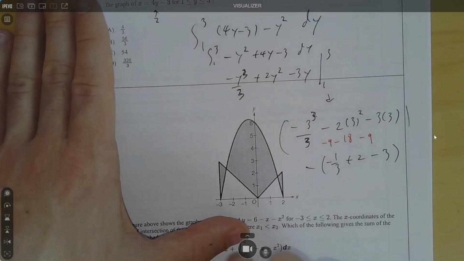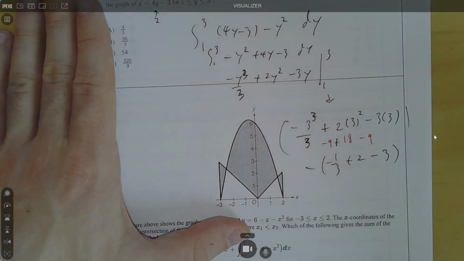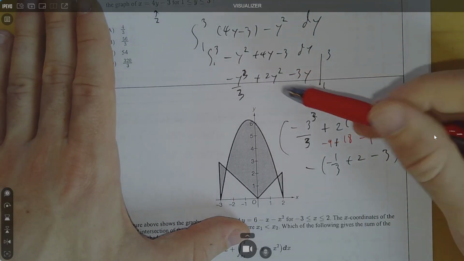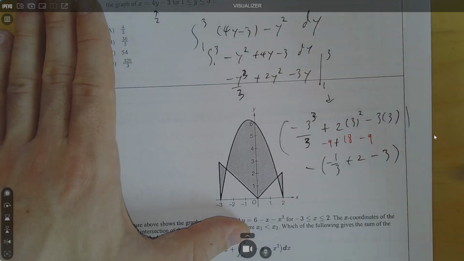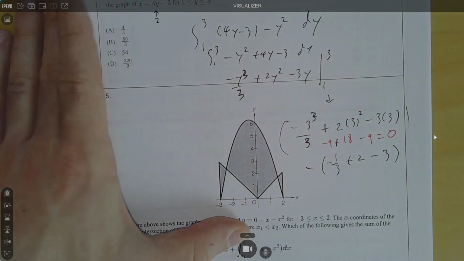Sorry, I just saw a mistake. This is a plus. I just didn't copy that down right. That's a plus. This is going to be 0. This equals a big 0. It's like the other problem.